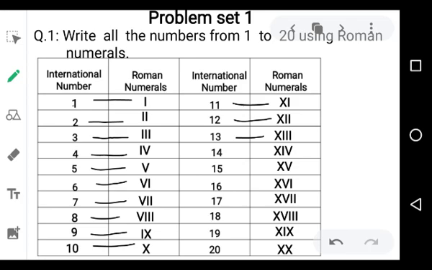14 is X and the value of 4. The value of 4 is IV. So 14 is XIV. 15 is XV. 16 is 10 plus 6, that is XVI. 17 is 10 plus 7, X, V and 2 times I. 18 is 10 plus 8, X, V and 3 times I. 19 is X and the value of 9. The value of 9 is IX. So 19 is XIX. 20 means 2 times X.